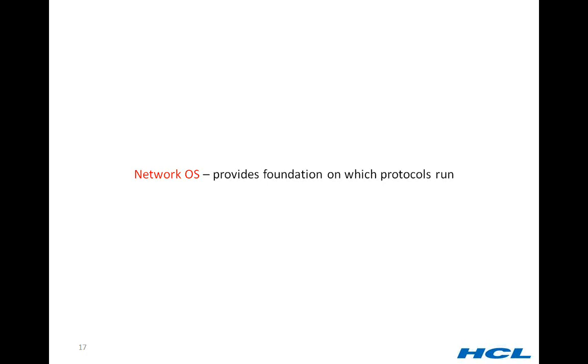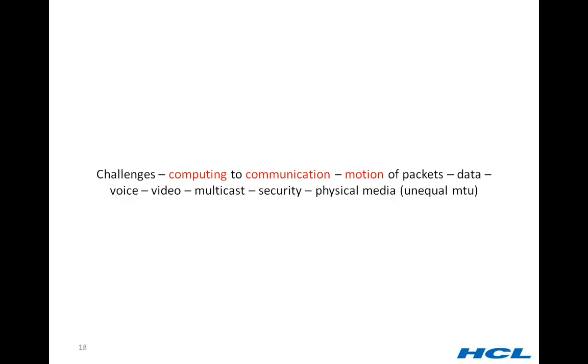So what are the challenges? Of course, we can immediately relate to the paradigm shift from computing to communication. While operating systems were primarily meant for computing, now the focus is shifting to communication as well. Another important aspect is the motion of packets. There was one question about real time, right? Why is it real time? Because nothing is static in networks. Network means movement. That's motion, right?